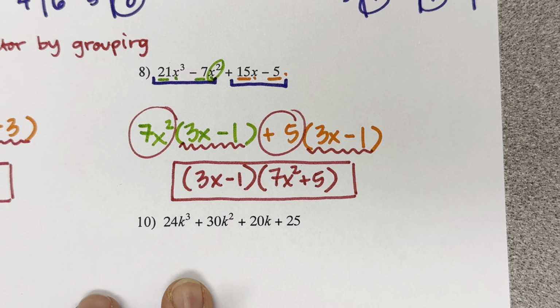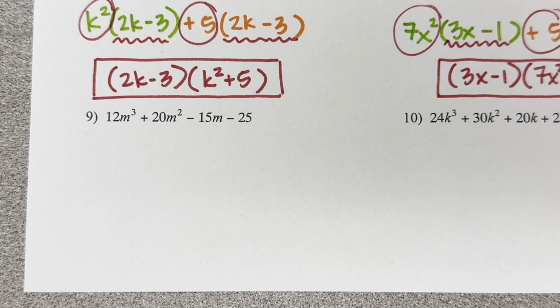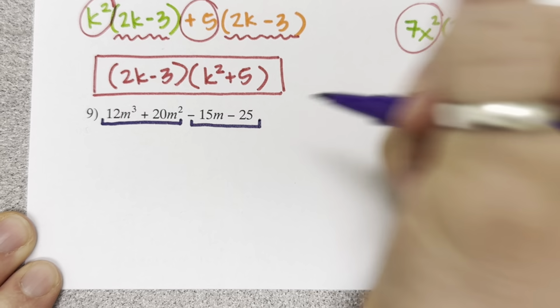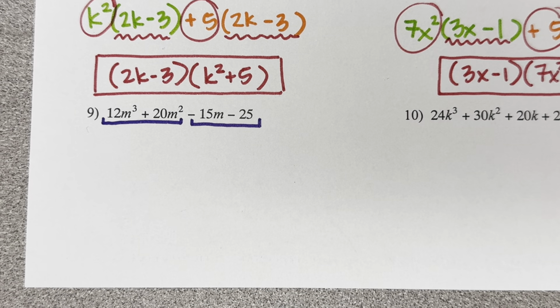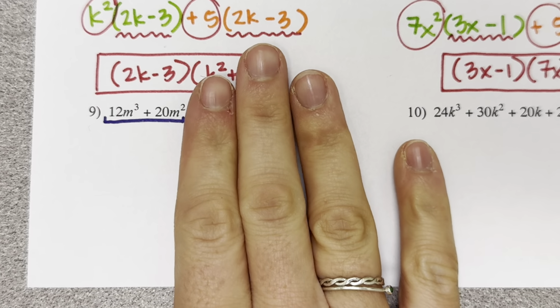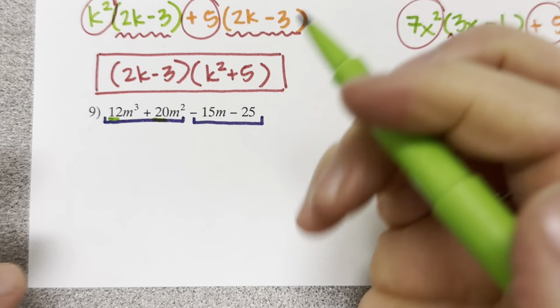Awesome. Okay, let's keep practicing. Number 9. Okay, split it into 2 binomials, just 2 terms. Okay, so I'm going to focus on my first 2 first. Just pretend those guys aren't even there. Out of 12 and 20, you might need to think about this.